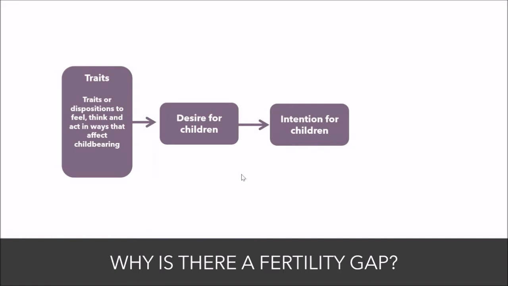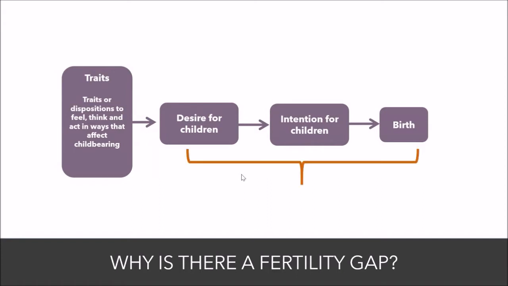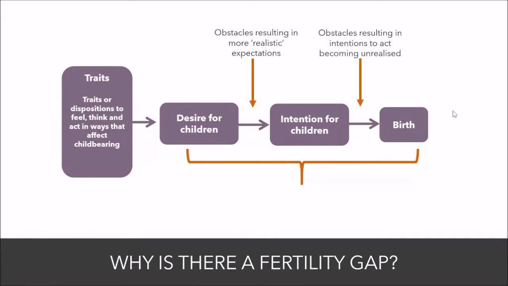From the more active intention, we then follow this pathway to the eventual outcome of a birth. So the fertility gap arises from this point here, desire for children following the pathway down to birth. What is happening along this pathway that we see this mismatch? Well, there's 2 points where things can occur. Firstly, there's the obstacles that result in more realistic expectations, revising a desire down towards a more realistic expectation. And then also between once someone decides they would like to have a child in the short term, there can also be obstacles here allowing this intention to become unrealized.